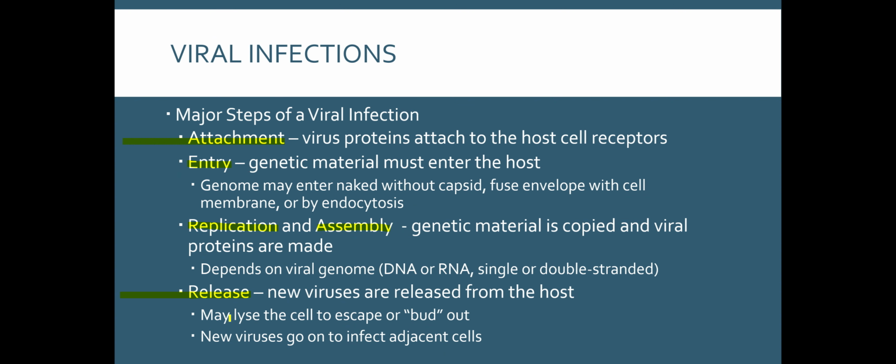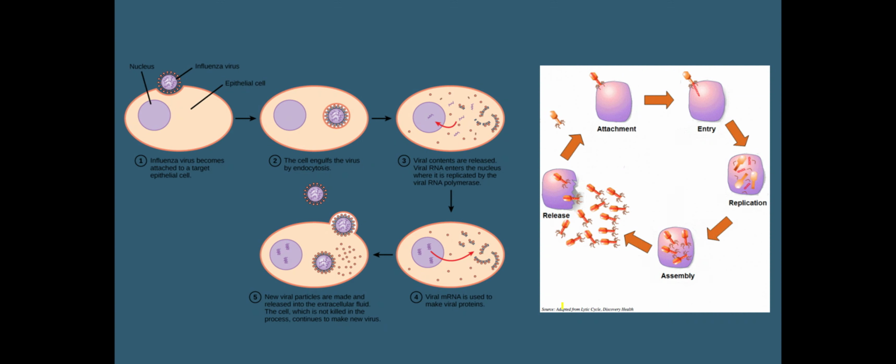Once again, sometimes the viruses will lyse the cell, causing it to bust open and kill the cell, or sometimes they just bud out in what looks like exocytosis. But either way, the new viruses, once they're made, have to get out of the cell, and then they go on and try to infect nearby cells around them.